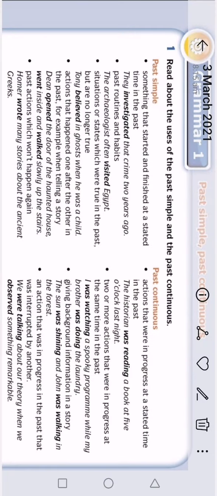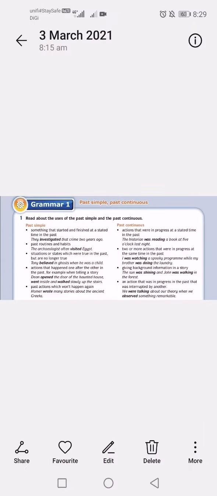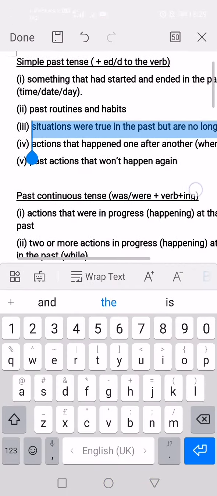The example given. Let's look at the third one. Situation that is no longer true. Okay, let's look at the example here. Tony believed in ghosts when he was a child. When he was a child, is he still a child? How do we know that he is not a child anymore? He was. Means he is no longer a child. He has grown up. He is an adult now. Okay? So, last time he believed in ghosts. Now does he believe or not? No. Because of the ed, we know that he no longer believes in ghosts. Continue. The next one.